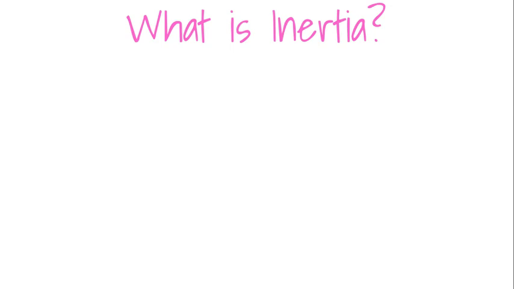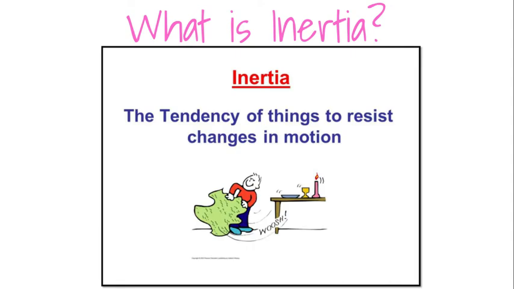We defined gravity. We need to define inertia. Inertia is the tendency of things to resist changes in motion. When we say resist changes in motion, think about someone who pulls tablecloths from underneath plates. Those plates resisted change in motion.